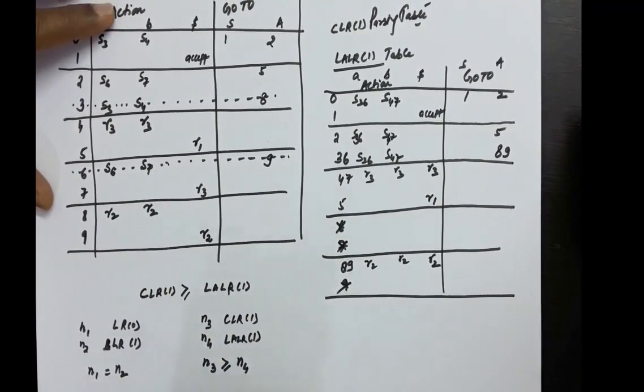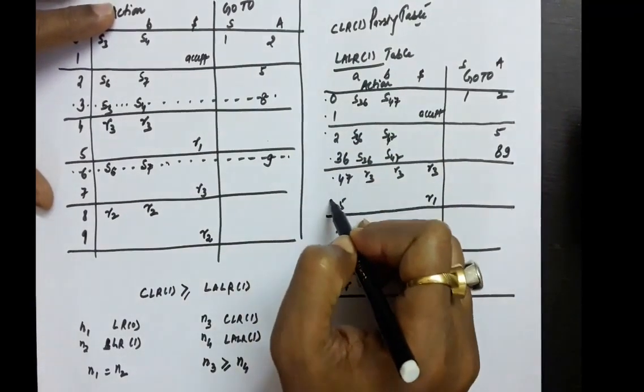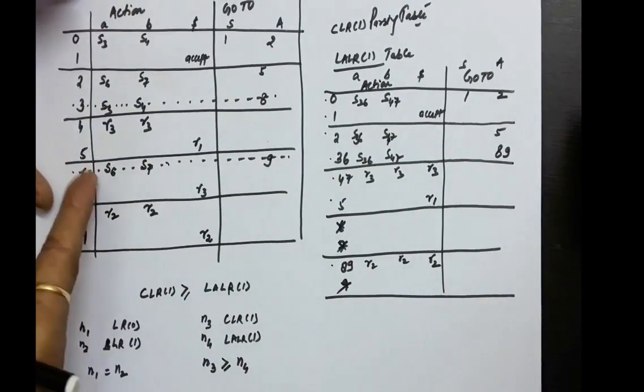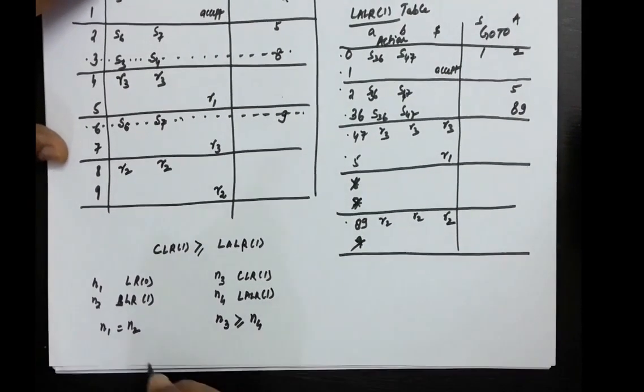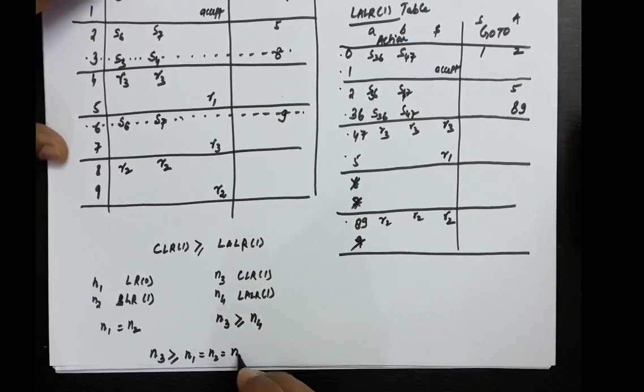Okay, and the best thing is that you can actually observe that there are 1, 2, 3, 4, 5, 6 and 7 states here. The same number of states used to happen for the same grammar in the LR0 and SLR1 parsing tables. Okay, so if we establish the relation between N1, N2, N3 and N4, the CLR1 parsing table will have the maximum number of states, which may be either greater than or equal to LR0, SLR1 or LALR1.